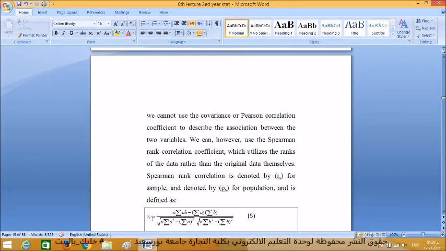Spearman rank correlation, denoted by RS, equals n sigma AB minus sigma A sigma B, and so on. Look at the numerator here and compare with the coefficient of correlation. For the coefficient of correlation the numerator is n sigma xy minus sigma x sigma y. We replaced x by a and y by b. So this is the same formula for the coefficient of correlation after substituting x by a and y by b.